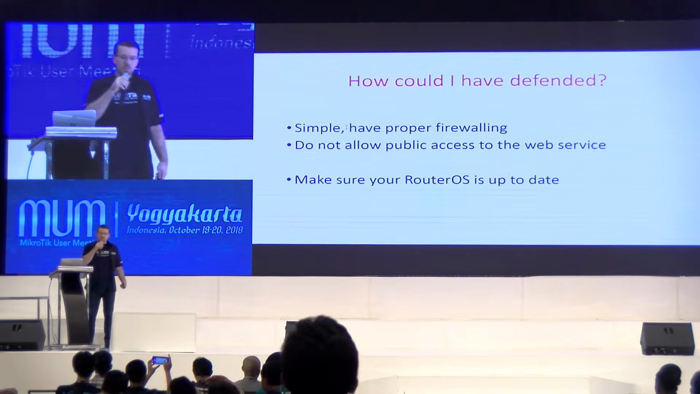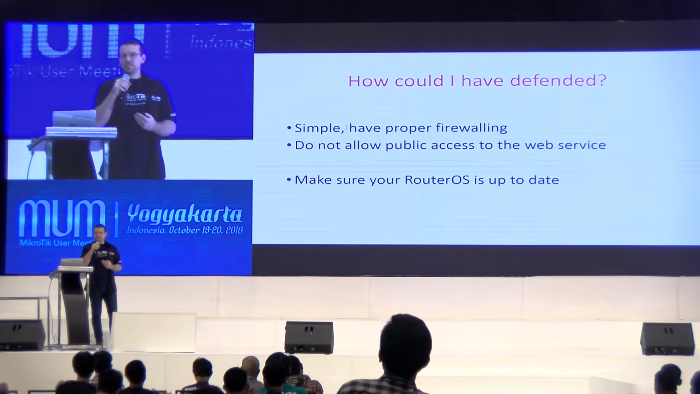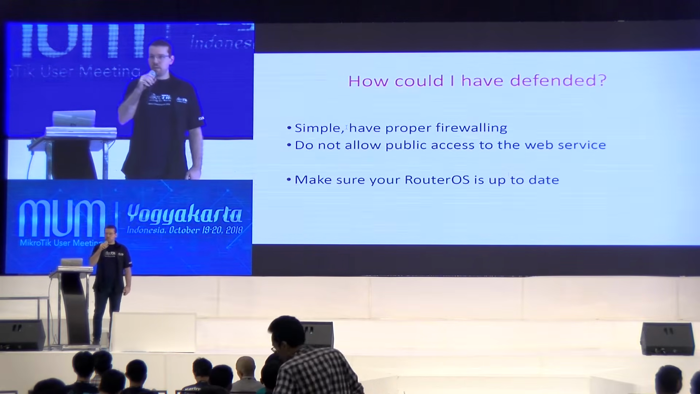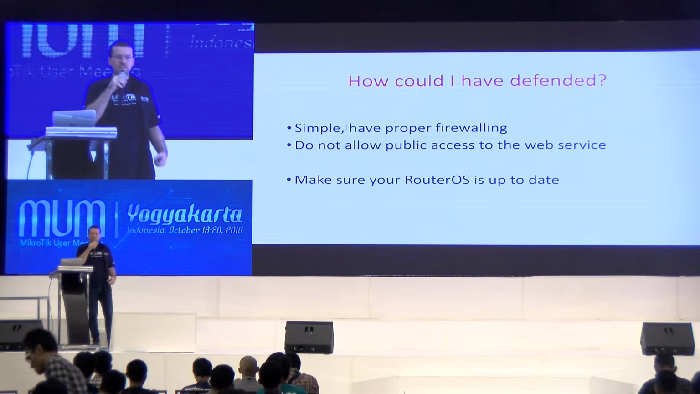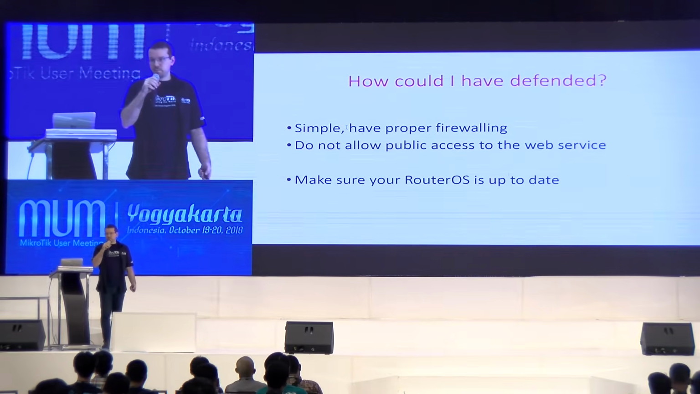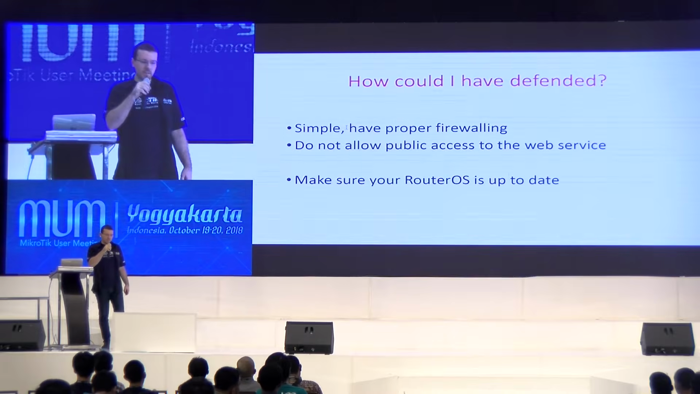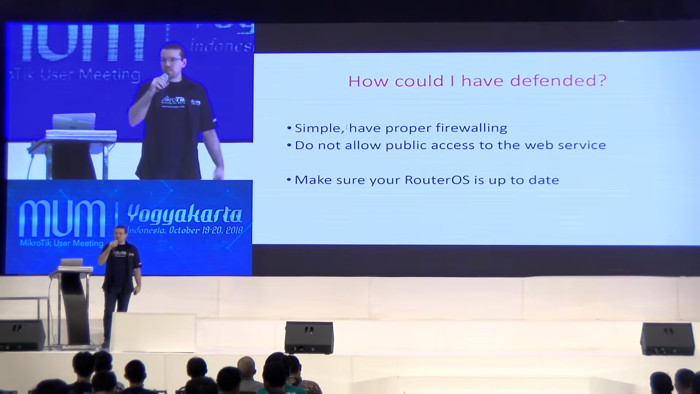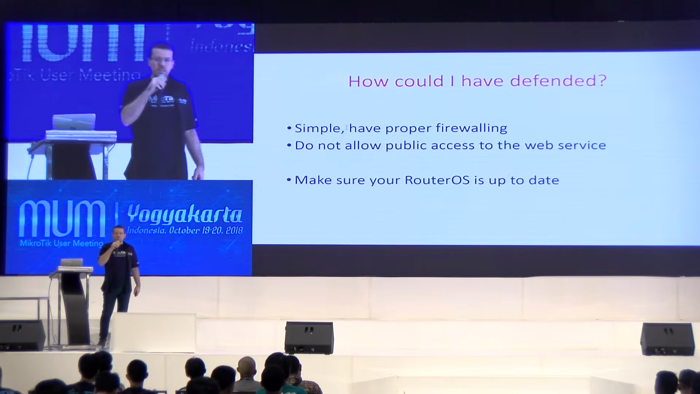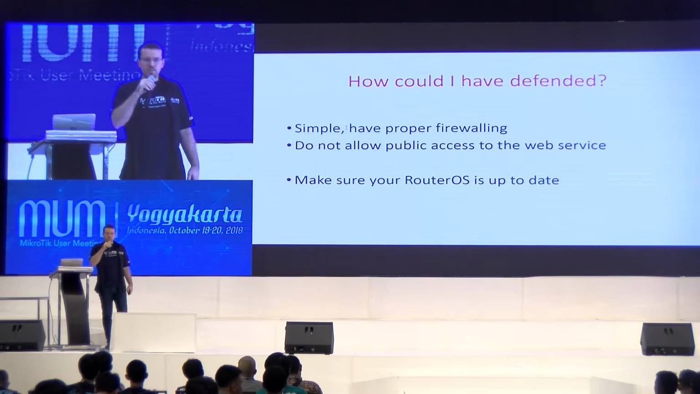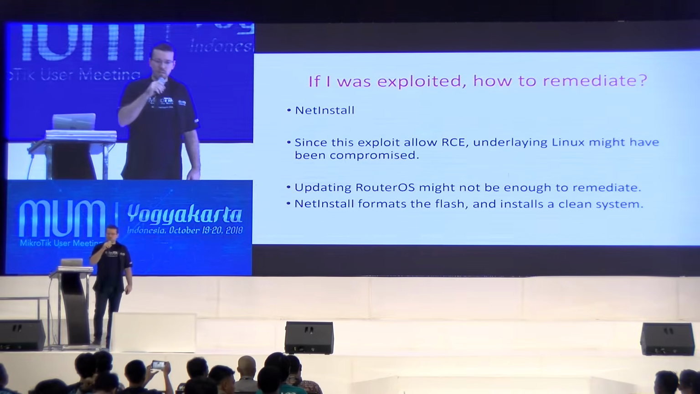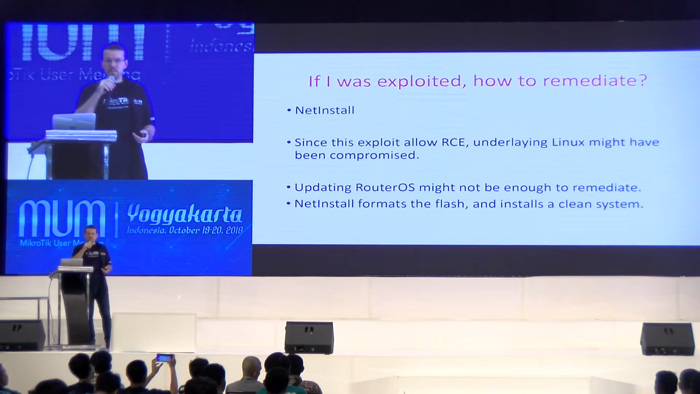So, how could we have defended against this? Well, the answer is very simple, just by proper firewalling. Since the vulnerability was in the web service, as long as the web service was properly protected by a firewall and was not publicly available and reachable, then this could not be exploited. Optionally, we also simply need to upgrade RouterOS to the latest version where this is patched, and again, we would not be vulnerable.